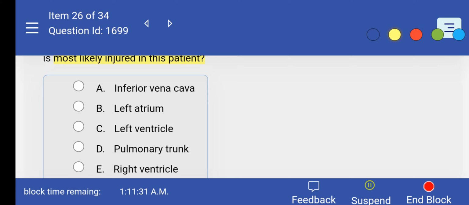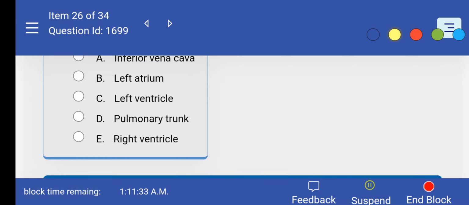Option A, inferior vena cava. Option B, left atrium. Option C, left ventricle. Option D, pulmonary trunk. Option E, right ventricle. Pause it and give the answer. So the correct answer for this question is option E.